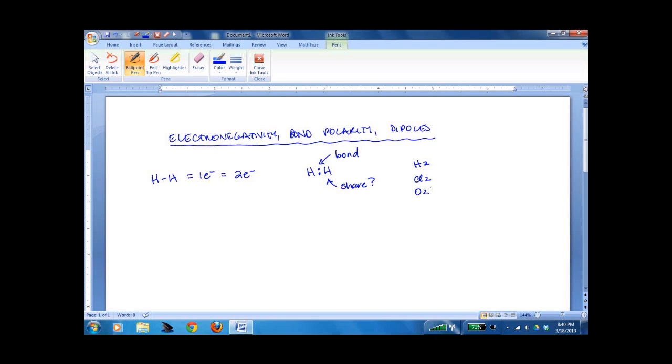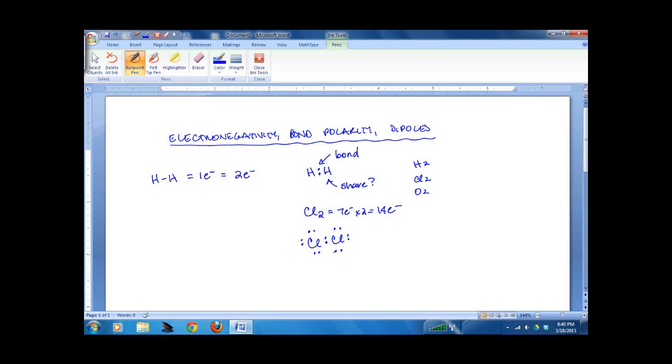So let's prove that. Let's look at chlorine. We know each chlorine has 7 electrons, so times 2 equals 14 electrons. If we draw a Lewis dot structure, each one has a stable octet, and we're good to go.